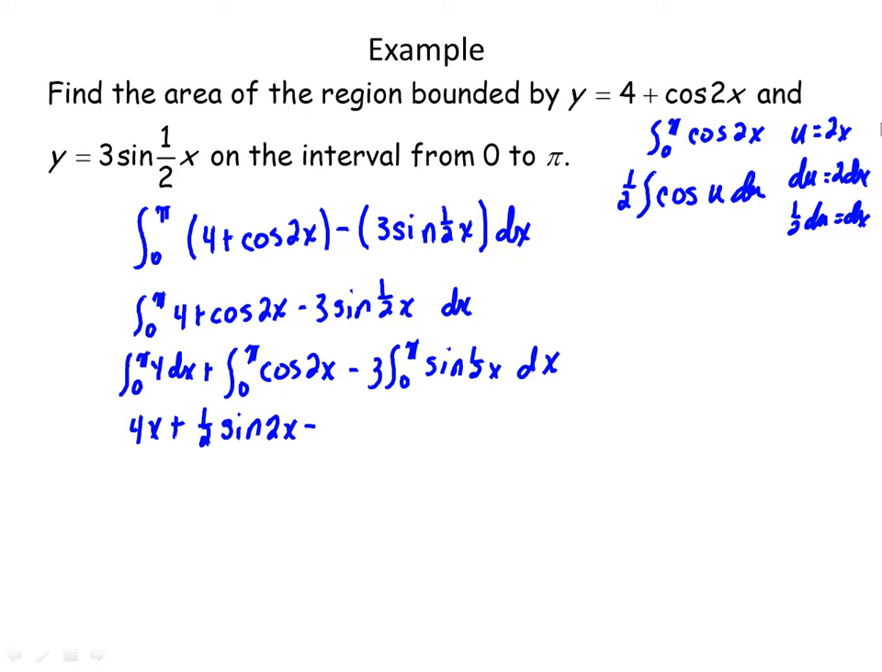Do you know how to integrate sine 1/2 x? Is it just negative cosine? No. Because we don't have just x. We have 1/2 x. So you have to do u substitution one more time. So if we do the integral of 0 to pi of sine 1/2 x, u is going to be 1/2 x. So du is going to be 1/2 dx, but I don't need 1/2 dx, I just need dx. So 2 du is dx.